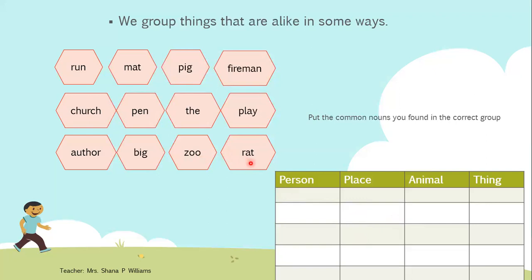Now rat, R-A-T, rat. Is rat the name of a person, place, animal, or thing? Very good. Rat is the name of an animal. So you're going to put rat under the heading animal. Very good.